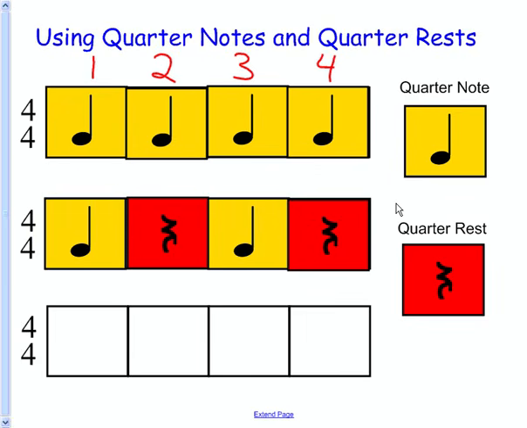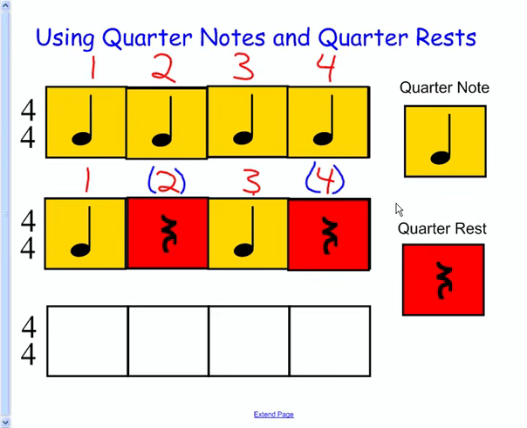Now, in this case, we're going to have, again, 4 beats. 1, 2, 3, 4. But when we get to the rest, we're not going to say anything. So what I'm going to do is I'm going to just do this. We're not actually going to say anything. So this is an example.